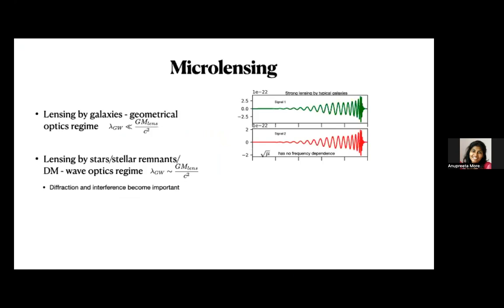Okay, so next I wanted to talk about microlensing. So this is a much more complicated effect in the gravitational wave domain compared to what you must have heard of in the EM. In the EM, the microlensing that you may have heard of is either microlensing from stars within our own galaxy, or from stars in extragalactic sources, other galaxies.